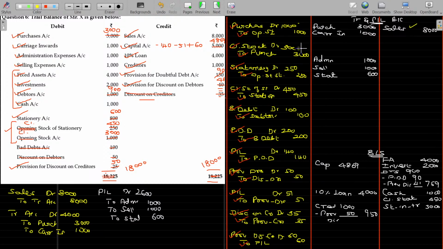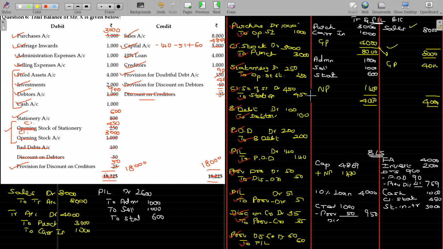Now tally the trading and P&L account. 8,000, 8,000, 4,000 should be GP. Now if I tally this, 1,400 should be transferable to the balance sheet, addable with the capital.